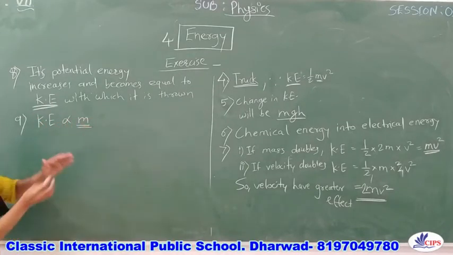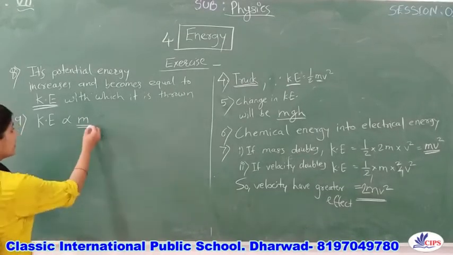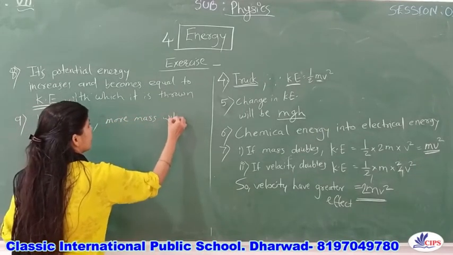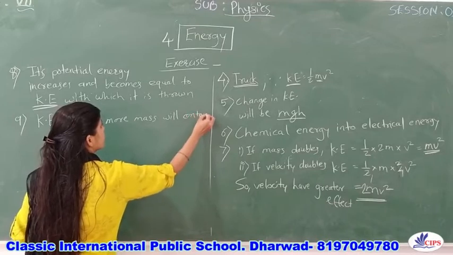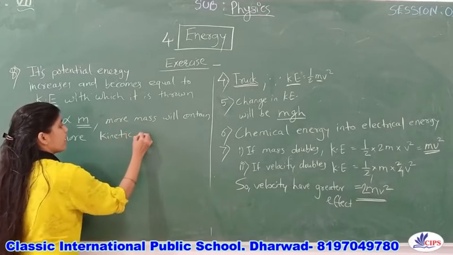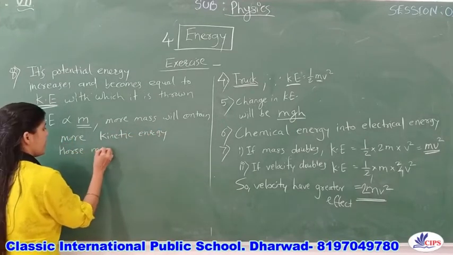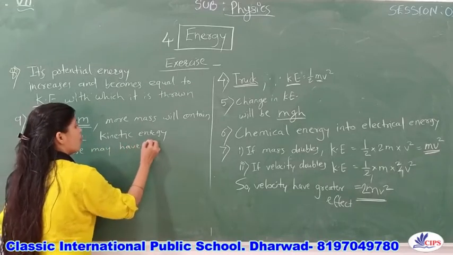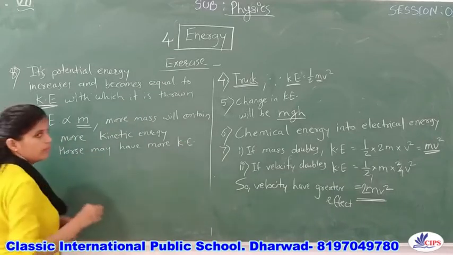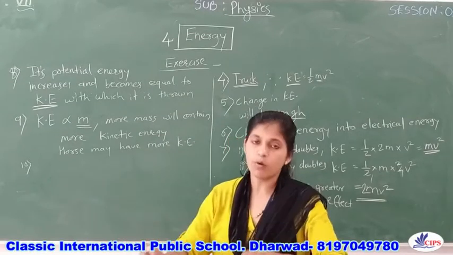masses. Kinetic energy is directly proportional to the mass, so more mass will contain more kinetic energy, right? So as per that, the horse will have more kinetic energy. I think this is a very easy one, because the proportion says everything about kinetic energy, about mass and velocity.